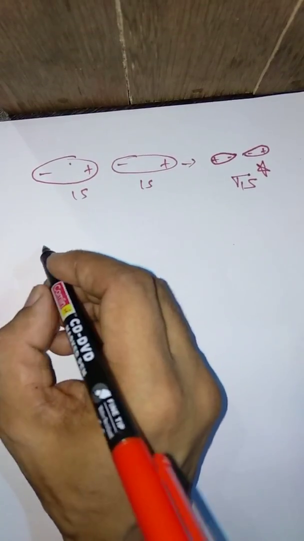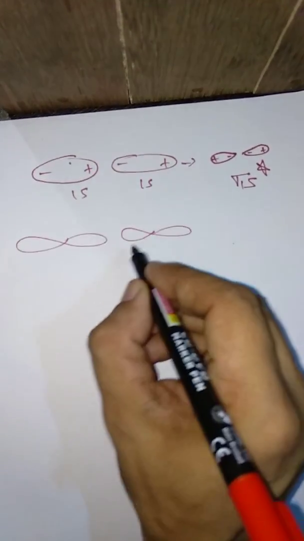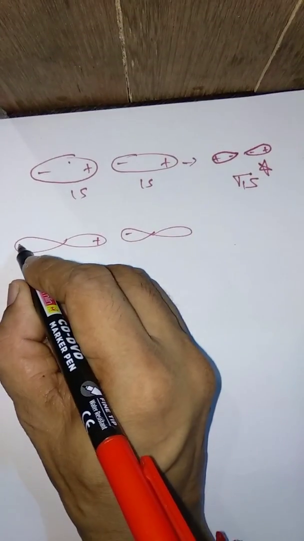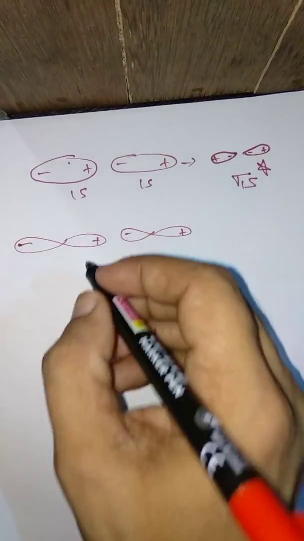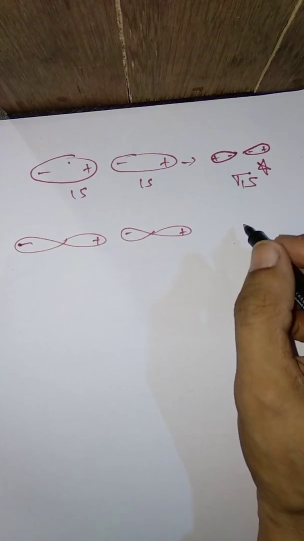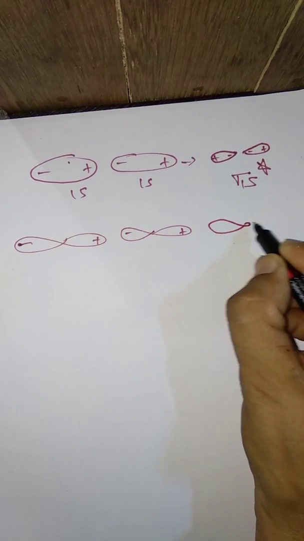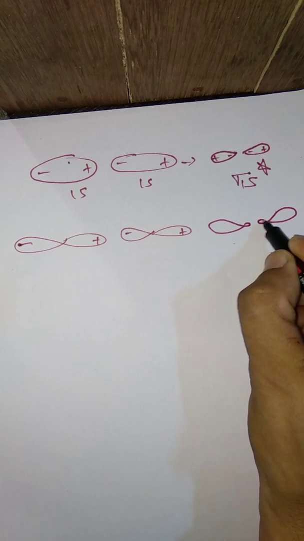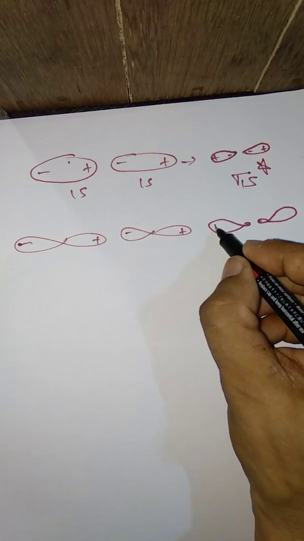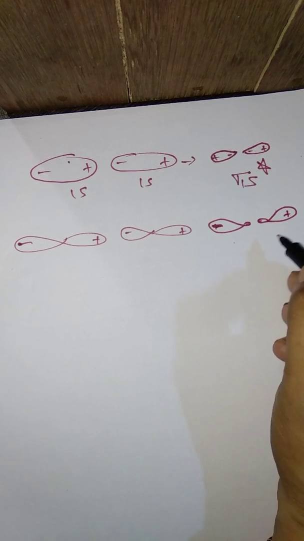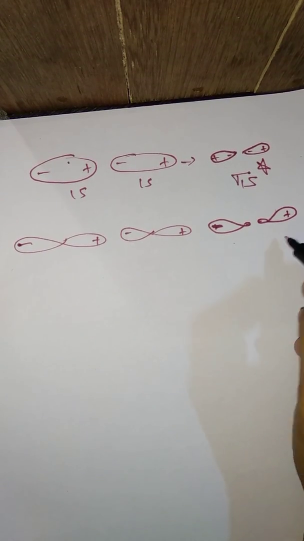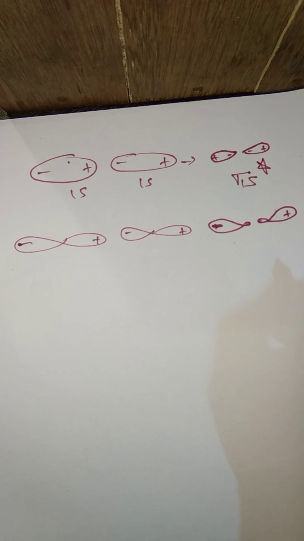It means we can take another example of the p and the p. This is, say, plus and minus, and this is minus and plus, and when they interact with each other, they again form something like this. Here comes the minus, this is minus and this is plus. So their probability toward the nucleus is decreasing as they are away from the nucleus. It means the higher the energy, the lesser the stability.